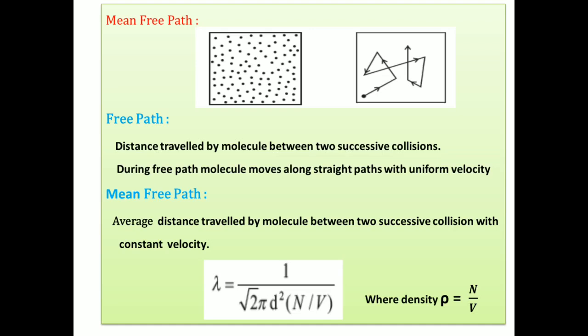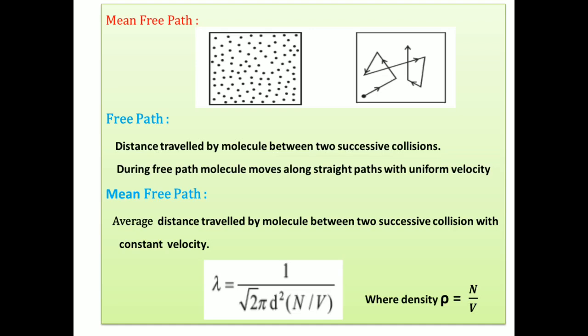So molecules exert a force on each other only during collisions. Between two successive collisions, the molecule travels along a straight line path. Look here, these are straight line paths. The molecule moves in a zigzag path, but between two successive collisions, the molecule travels a straight line path with uniform velocity. It is called a free path.